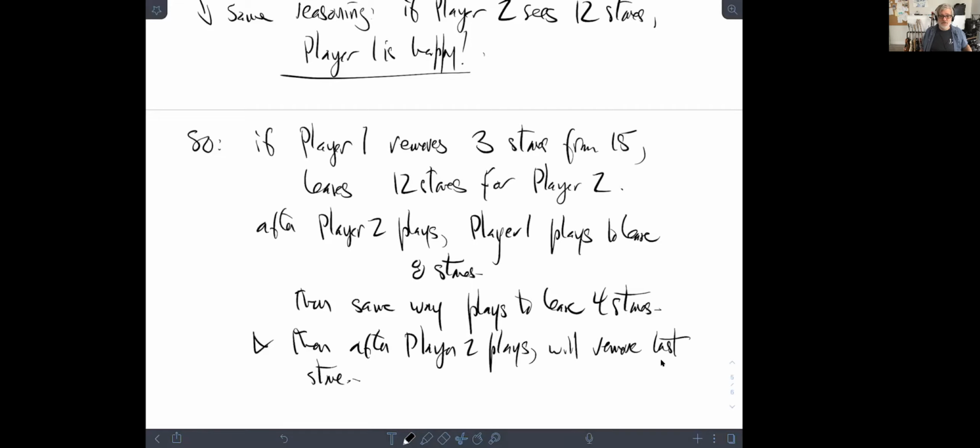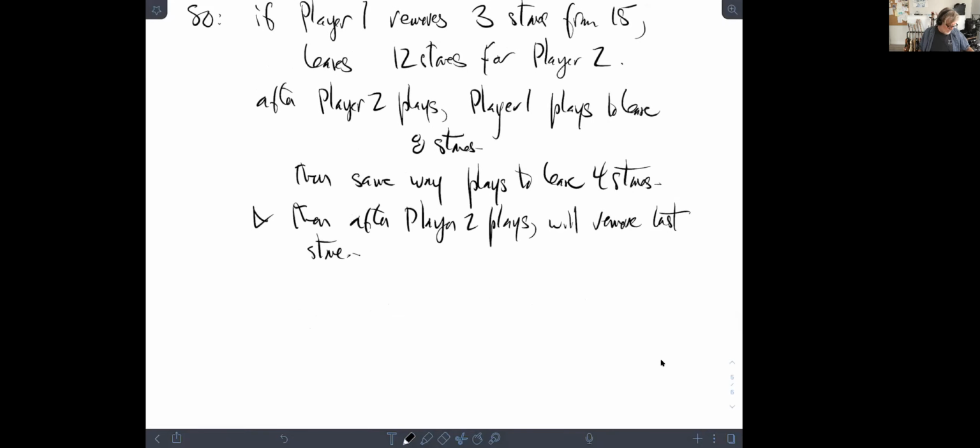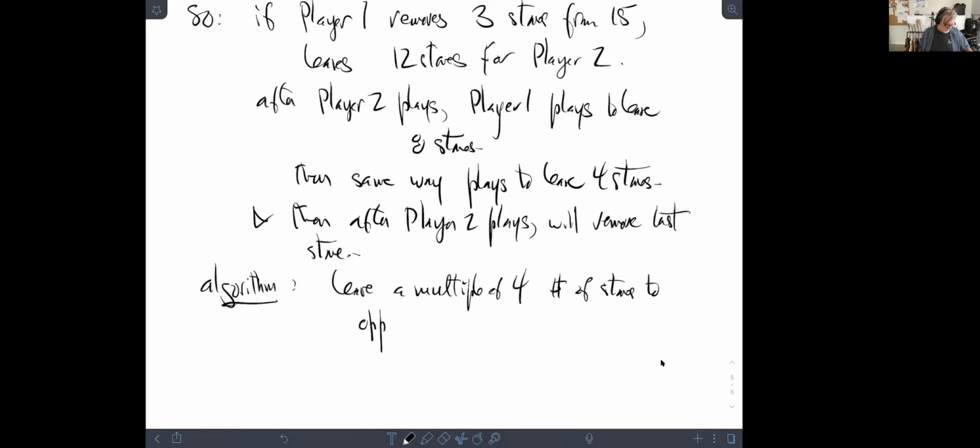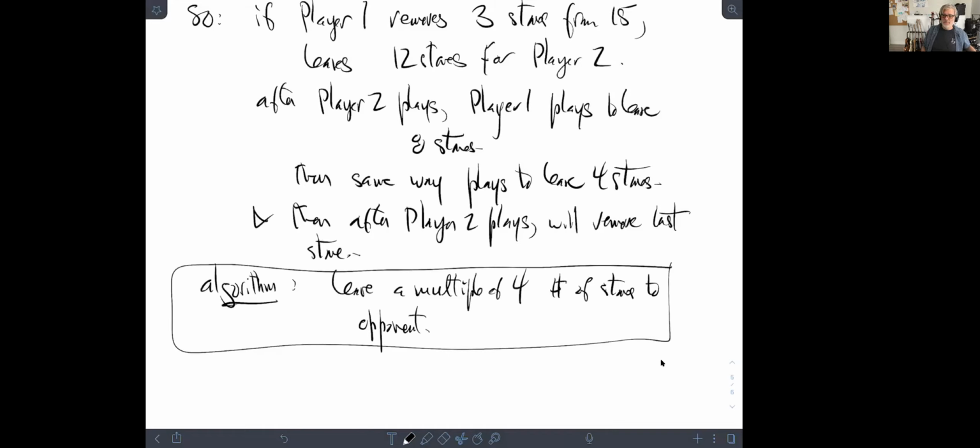Okay, so what is the strategy in general if you don't start with 15, but with another number? If you start, you can see that multiples of 4 are the key, right? So the algorithm, the winning strategy is to leave a multiple of 4 number of stones to your opponent, right? So if you do that, you're good.